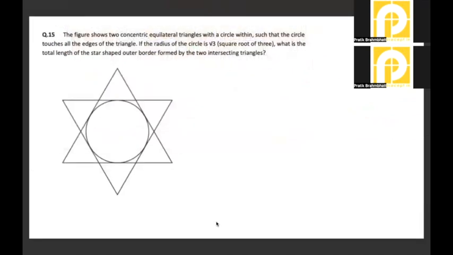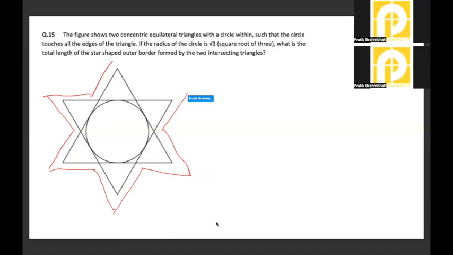The figure shows two concentric equilateral triangles with a circle within such that the circle touches all the edges of the triangle. If the radius of the circle is √3, what is the total length of the star-shaped outer boundary? We are interested in finding the length of this star-shaped outer boundary. I'm not interested in finding the internal dimensions. I just have to find the star-shaped outer boundary only.